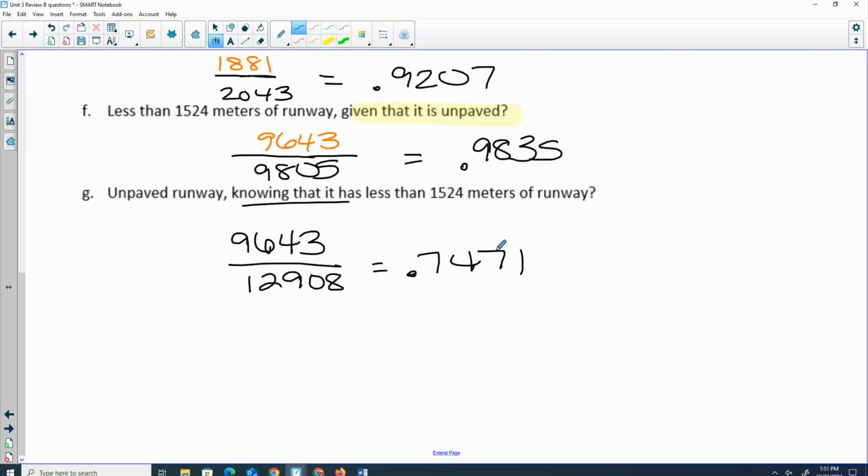Any questions on those problems? So the thing to watch, if it is a given, that changes the denominator. And so that's the only thing I'm looking at. So cover up the rest of the table or something so you're not adding in unknown or unneeded numbers. All right.